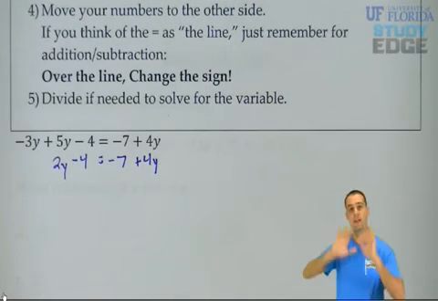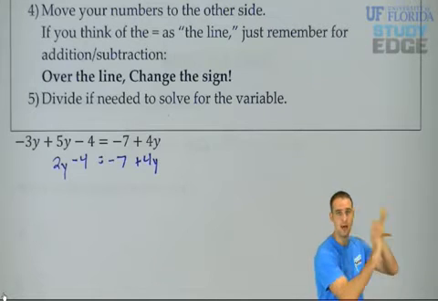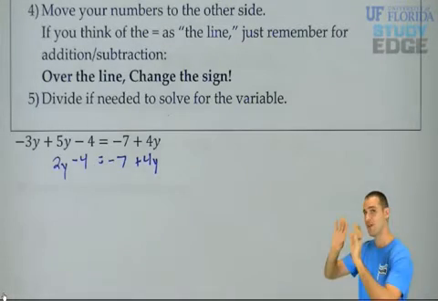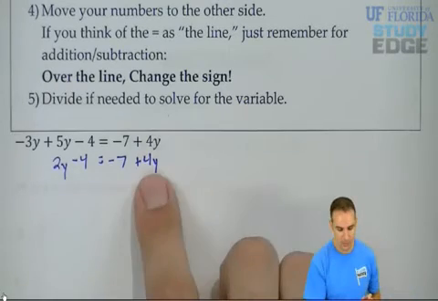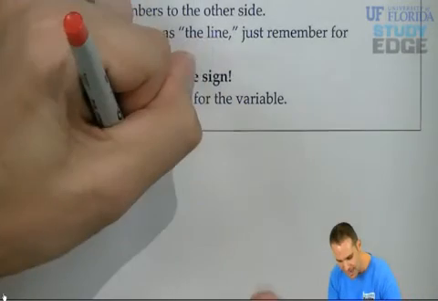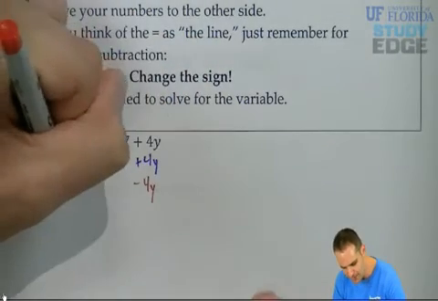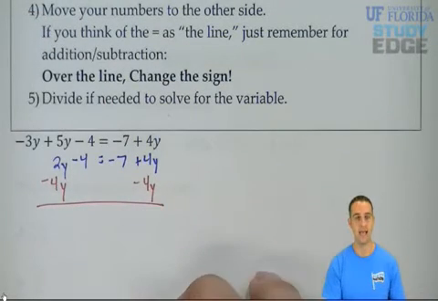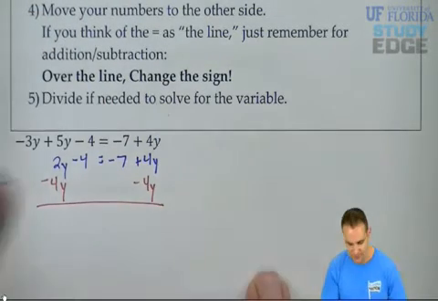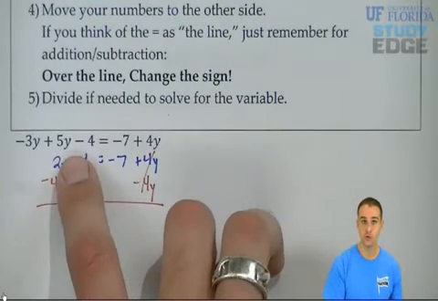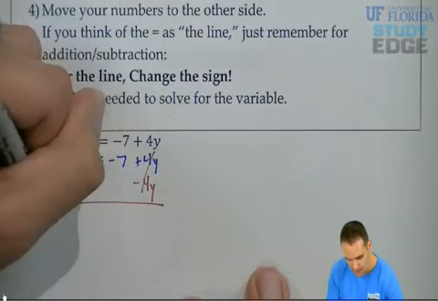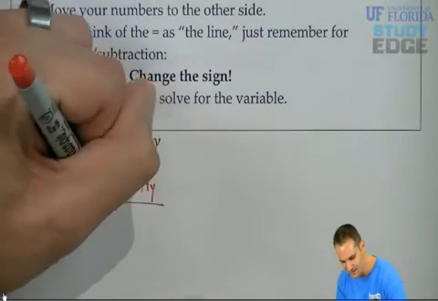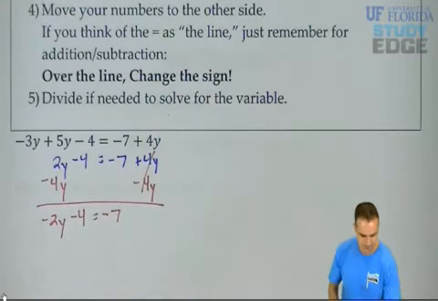Now, variables to one side, numbers to the other, and divide. Slow down. Variables to one side. I'm going to move my y's to the left. Instead of adding 4y, I'm going to subtract 4y to get my variables to the left. These cancel. 2y minus 4y would be negative 2y, minus 4 equals negative 7.